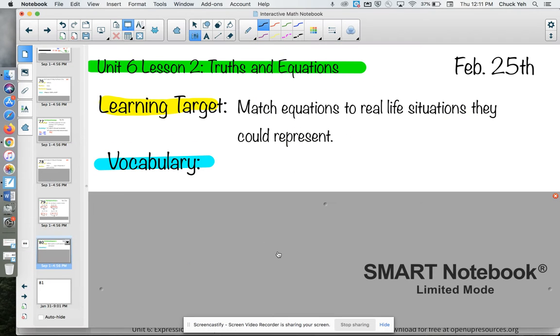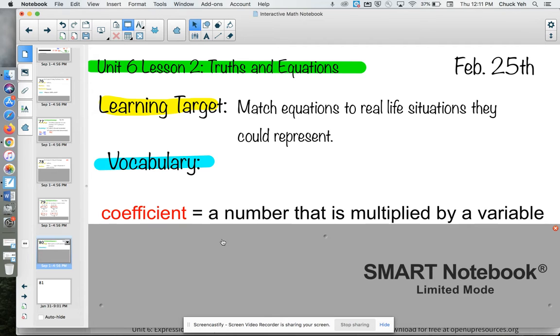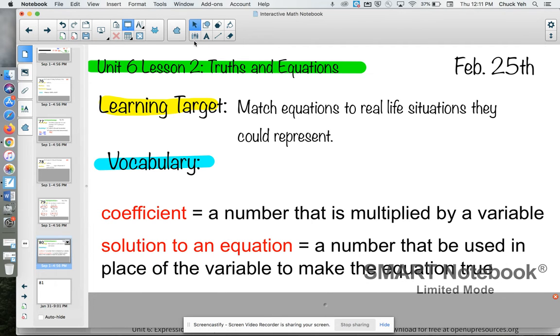Here are the notes for lesson 2. So go in and pause that and write that down. Match each equation to real life situations. Here's some vocabulary. Coefficient is the number next to a variable. So you have 5y, that means there's 5 times y. When you have a number and a variable next to each other without a sign, it's always multiplication. If y equals 3, what is 5 times 3? 15. If y is 6, what is 5 times 6? 30. So this right here is the coefficient.